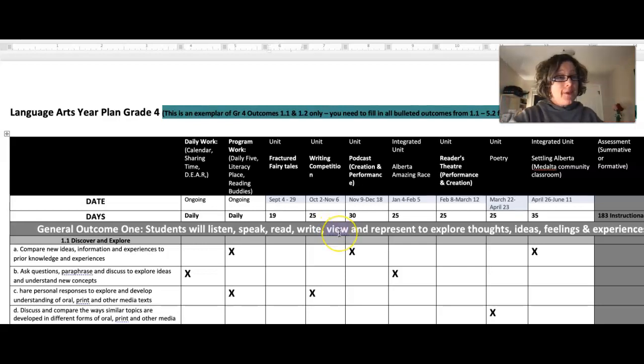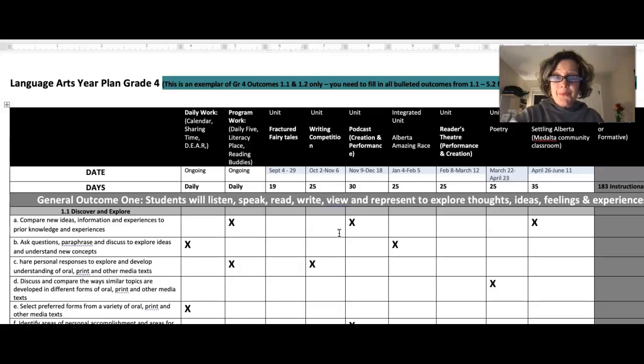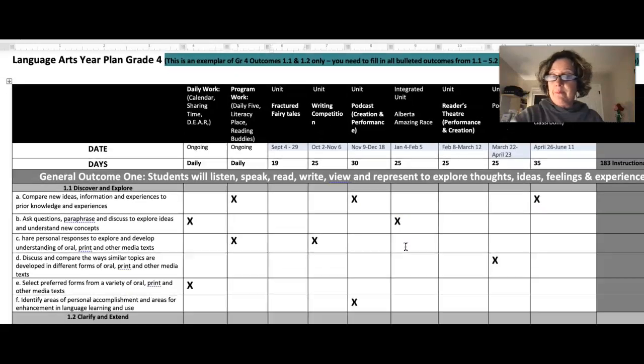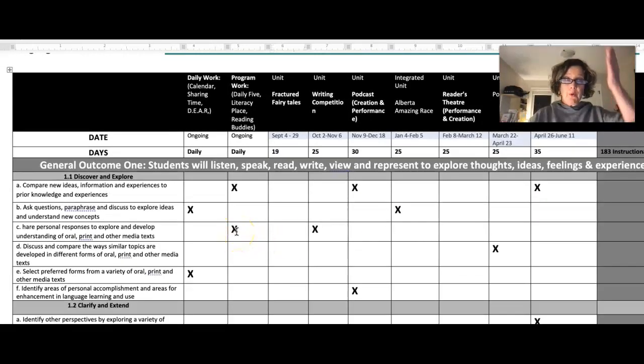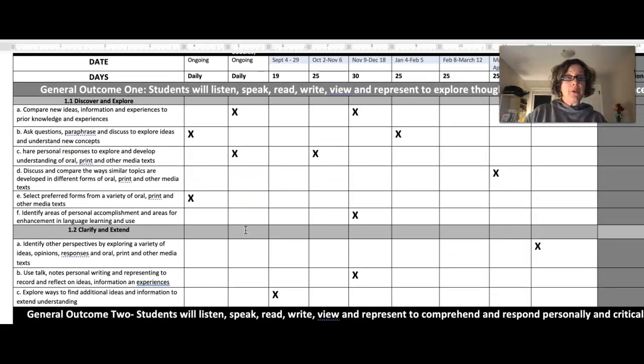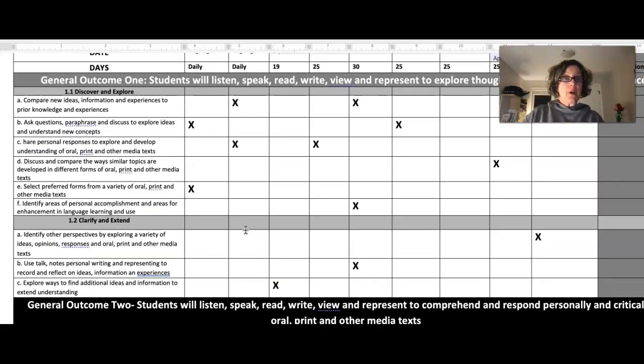Okay, so then you just basically go through and go, okay, ask questions, paraphrase and discuss to explore ideas and understand new concepts. What do I think is going to be the best unit? Daily work here, Alberta Amazing Race. Boom. And you just work through. And if you get to the end of your document and you've gone through all general outcomes, all 5 of them, and you have too many, then you have to go back and negotiate.